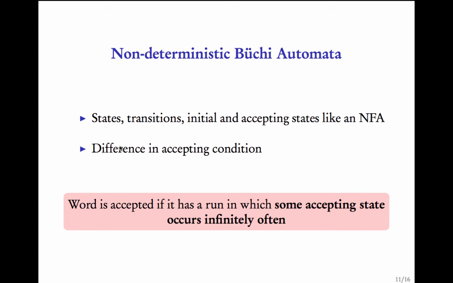So there is a difference in the accepting condition. A word is said to be accepted if it has a run in which some accepting state occurs infinitely often. In the case of finite words, we said that if there is a run which ends in an accepting state, here we say that there should be a run where some accepting state occurs infinitely often.